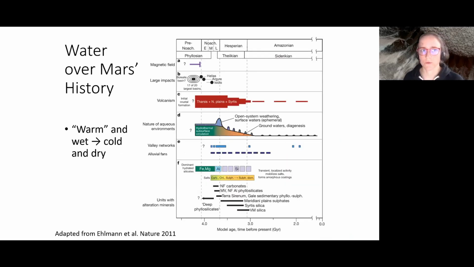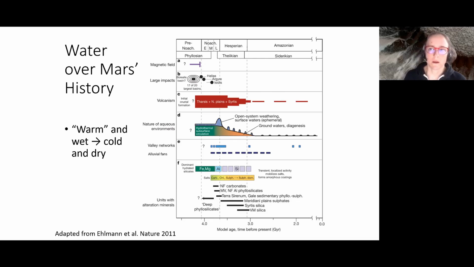So to jump straight in, this is our current picture of water over Mars's history. This is a diagram taken from a paper by Ehlmann et al. in Nature 2011. And throughout the lecture, whenever I've taken images from papers, I'll cite the reference by that image, so you can go and look up those papers if you want.